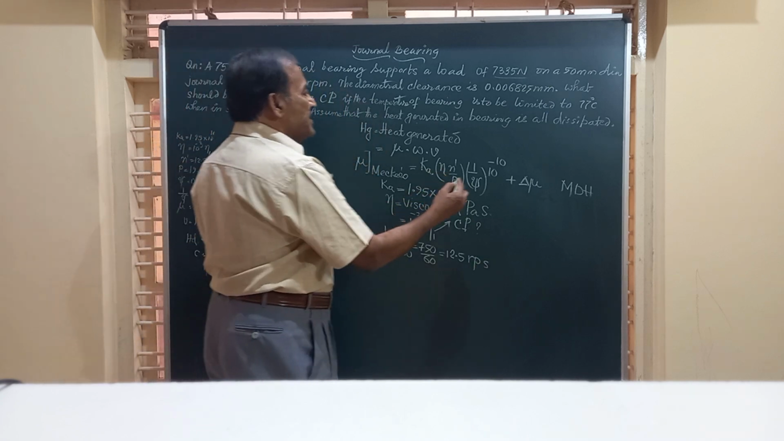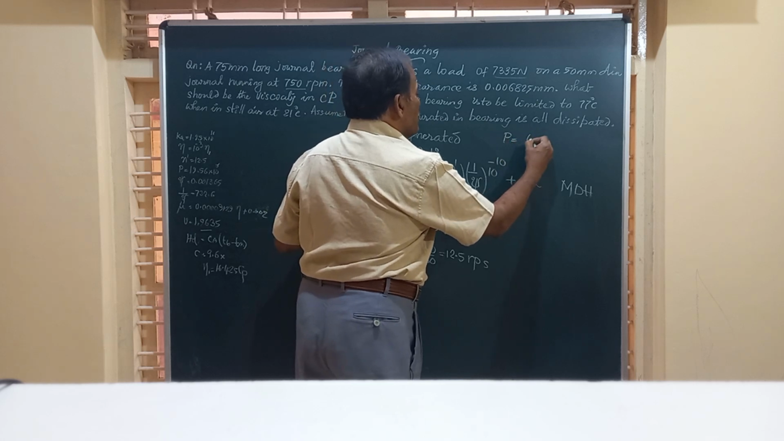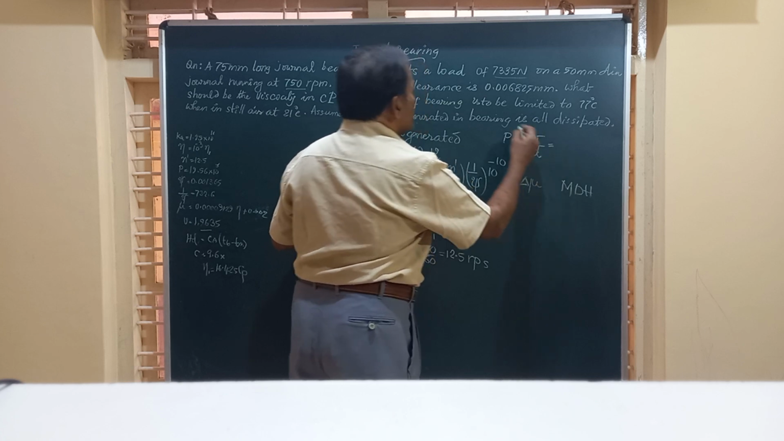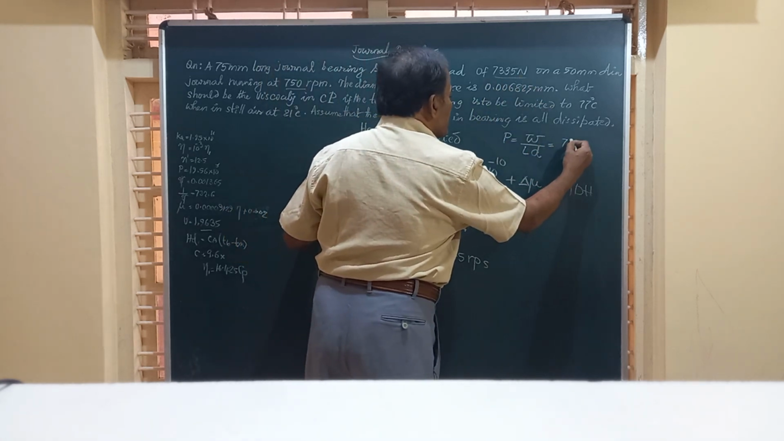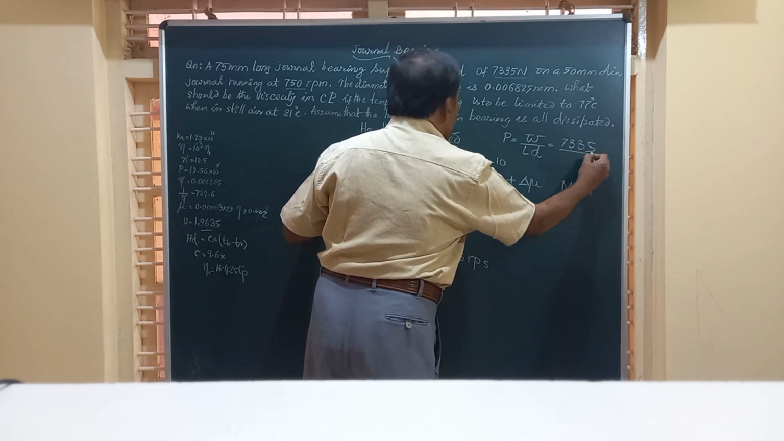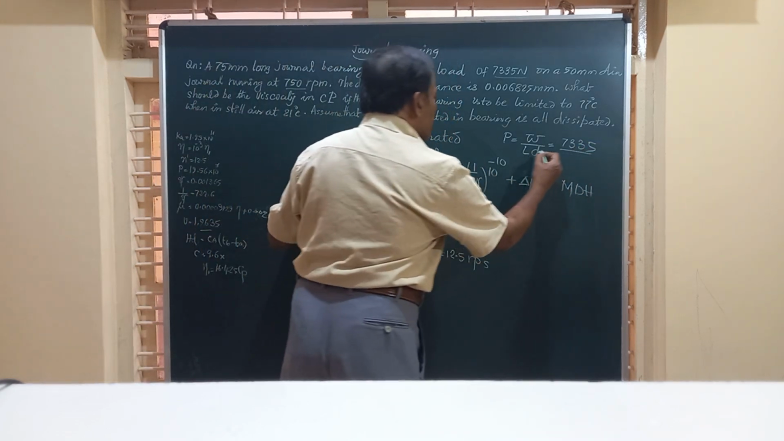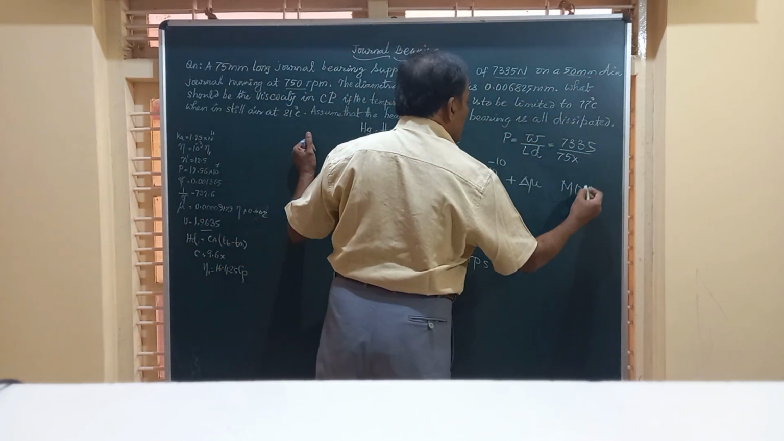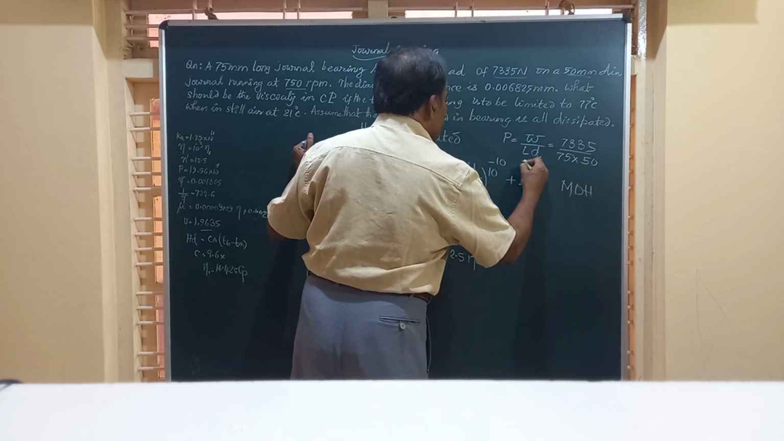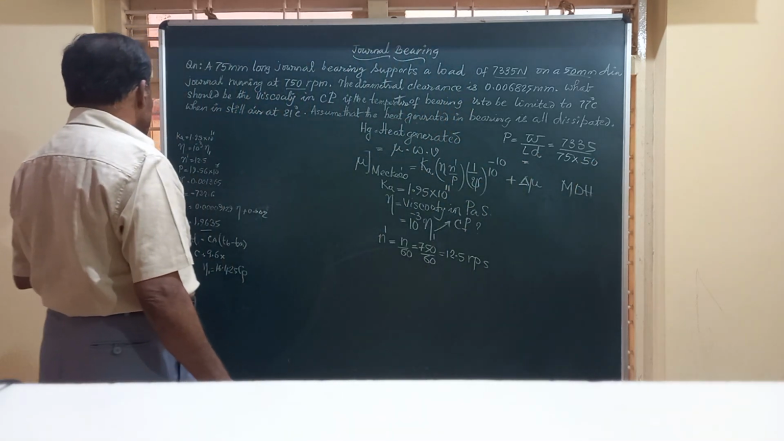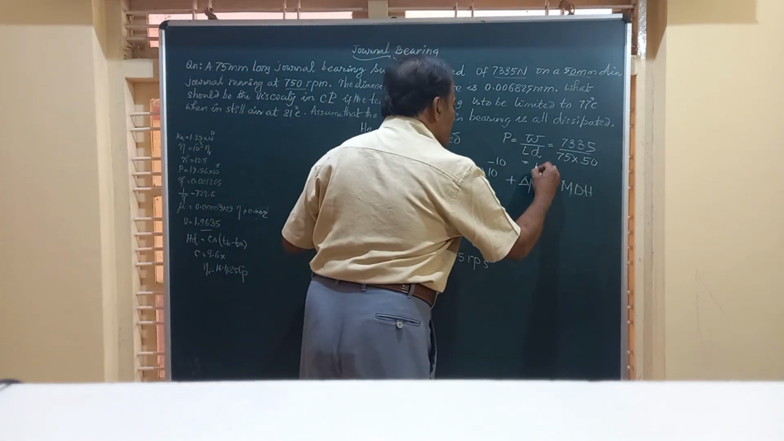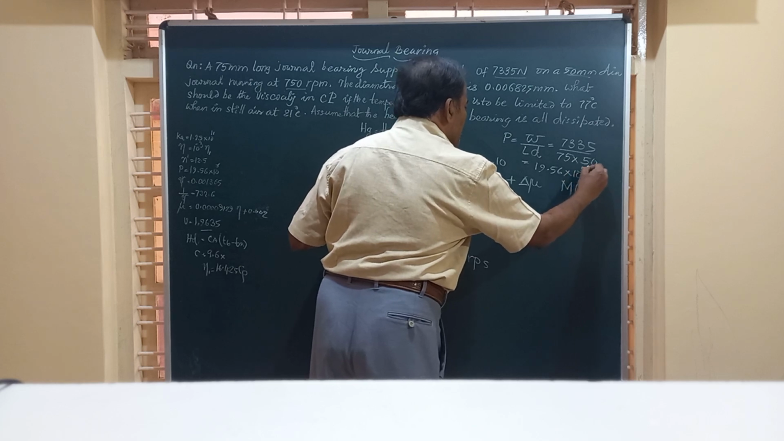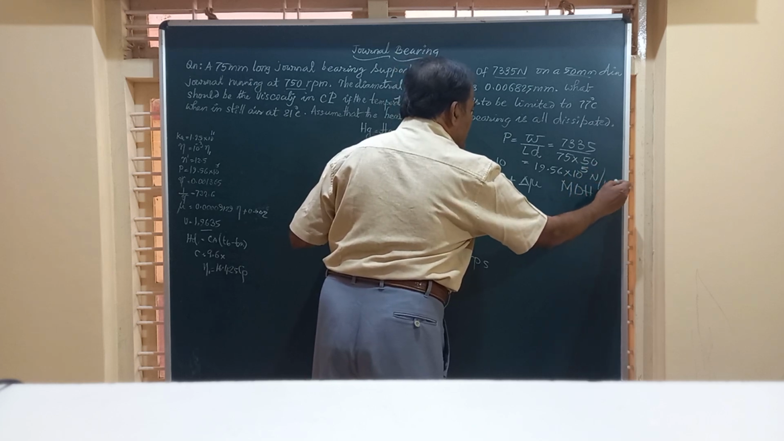Friends, this pressure P is equal to load over area, and area is L into D. The load is given to be 7335 Newton, the length is 75 mm and the diameter of the journal is 50 mm. So friends, if you simplify this, you get the value of this pressure as 19.56 into 10 to the power of 5 Newton per meter square.